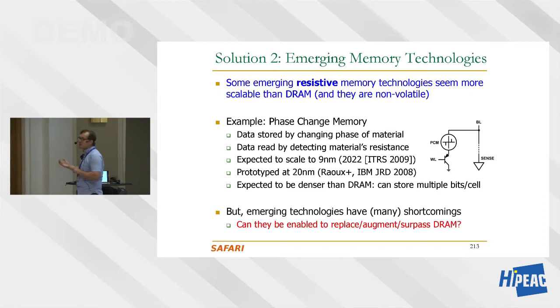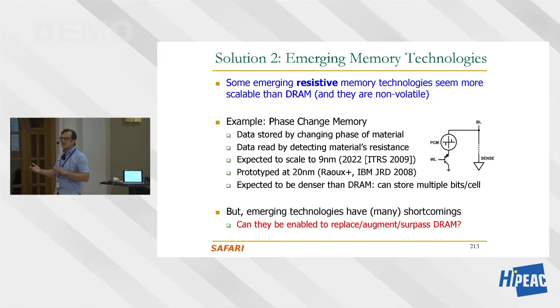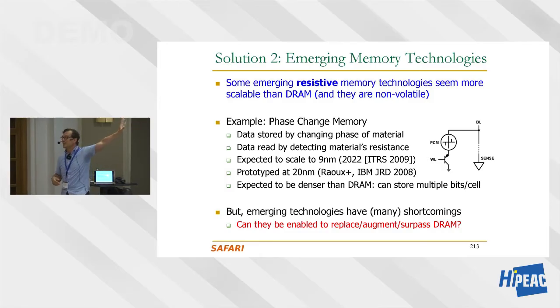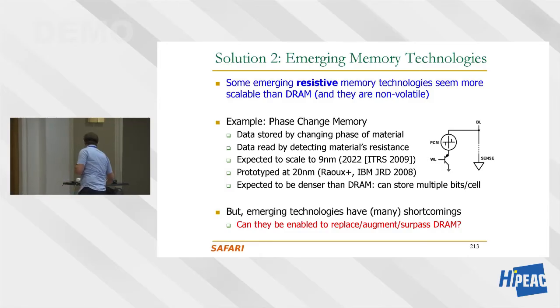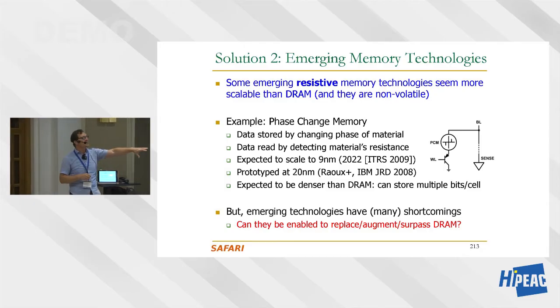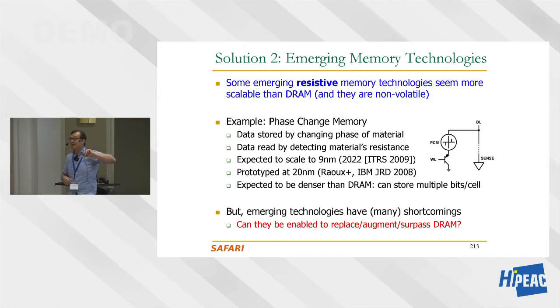Okay, so the issue is emerging memory technologies are not perfect. They also have many, many shortcomings. So for example, phase change memory, it's longer latency to access, longer energy, even though it can be much more scalable and it's non-volatile, meaning you don't need to refresh it. We talked about refresh yesterday. This gets rid of refresh for most cases, let's say. So the key question is, can we somehow design these technologies to replace, augment, or even maybe surpass DRAM? So how do you surpass DRAM? By getting rid of refresh.